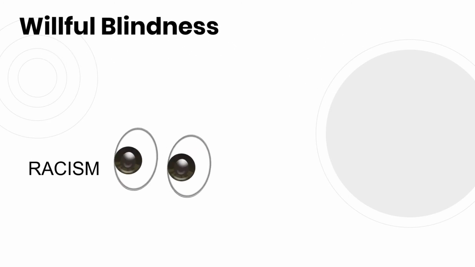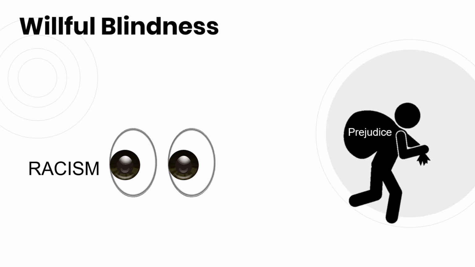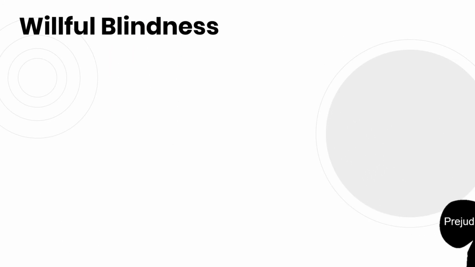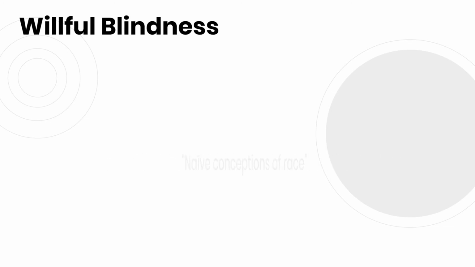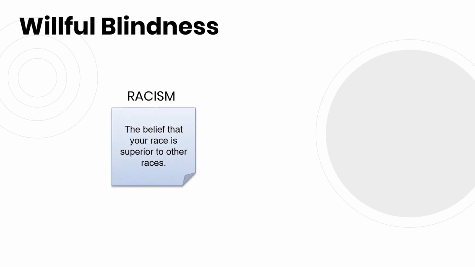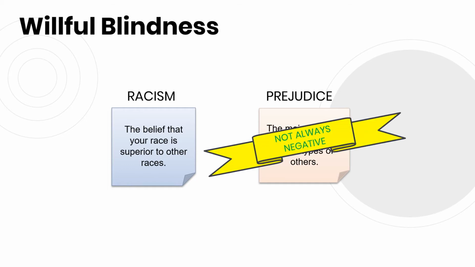The last tool of deconstruction we will implement is willful blindness. Helms's focus on racism causes the model to ignore the fact that one can still hold prejudiced thoughts and not be racist, which maintains white privilege. In fact, the model only alludes to prejudice through acknowledging naive conceptions of race in the first phase. In simple terms, racism is the belief that your race is superior to other races, while prejudice is the maintaining of unproven stereotypes of others. Therefore, not all prejudice is conventionally negative.